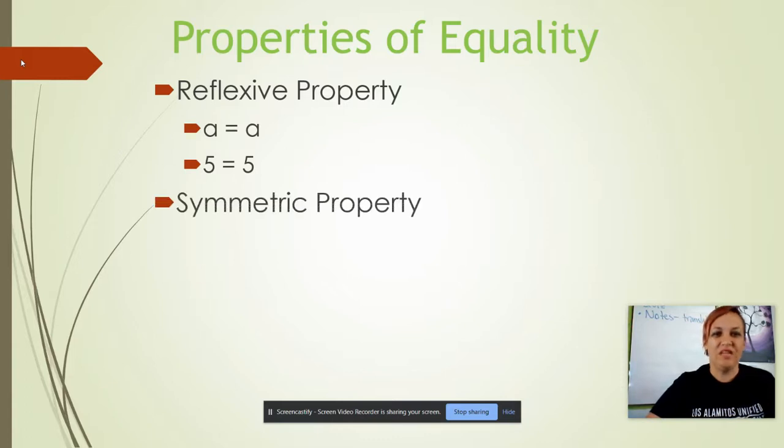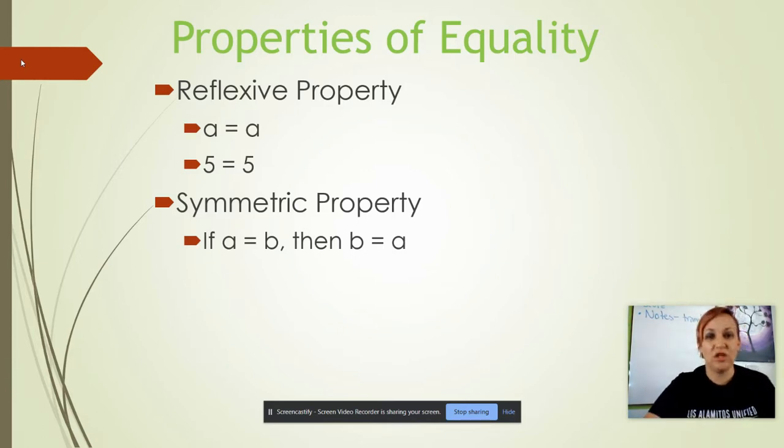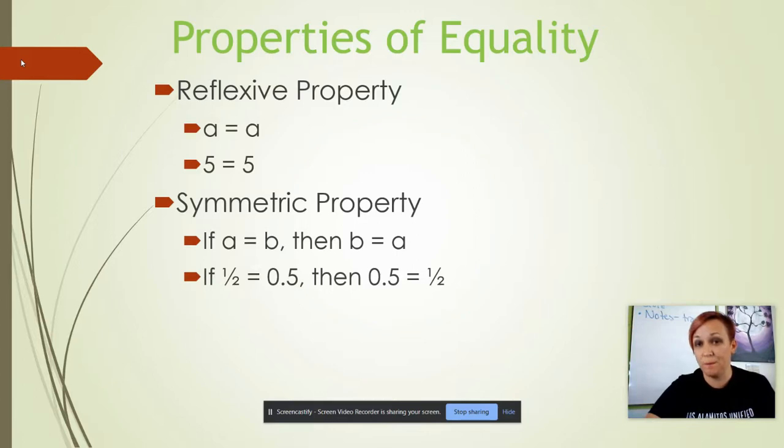Our next property is called the symmetric property. The symmetric property tells us that we can take an equation and we can change what side of the equal sign the things are written on. So instead of A equals B, we are allowed to say B equals A. This will become important when we want to put the letter on the left-hand side of an equation, okay?